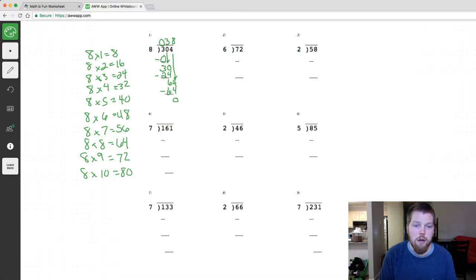And so 304 divided by 8 is 038. Now, you've probably never seen the number 038 before, and that's because if there's a 0 in the hundreds place, it's insignificant and it does not need to be there. So 038 is the same number, or we could say it's equal to 38.